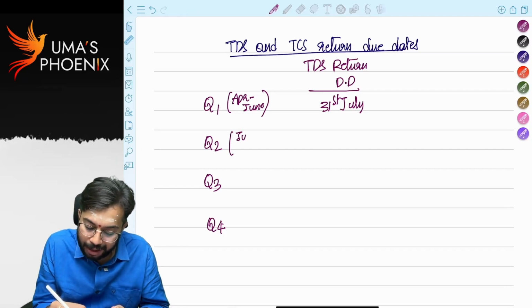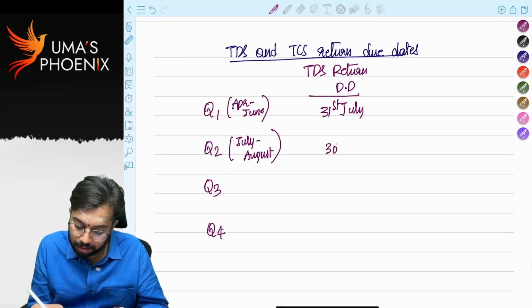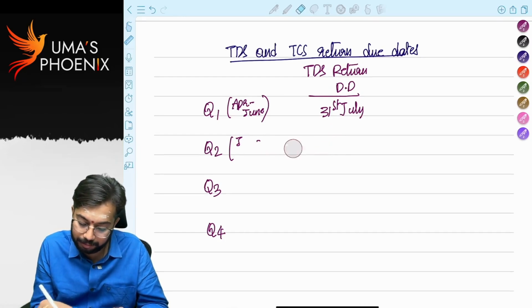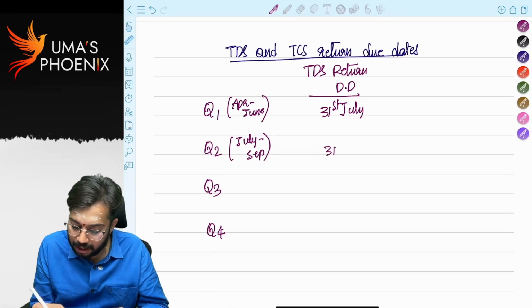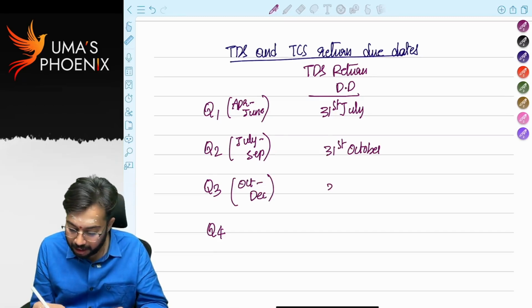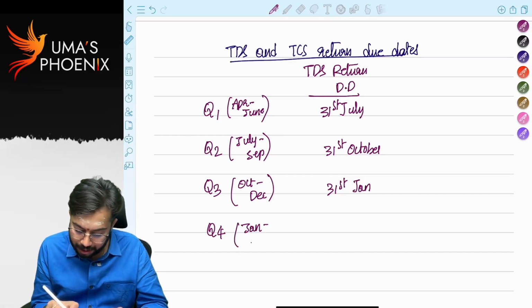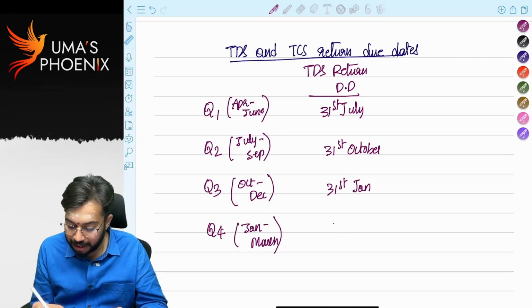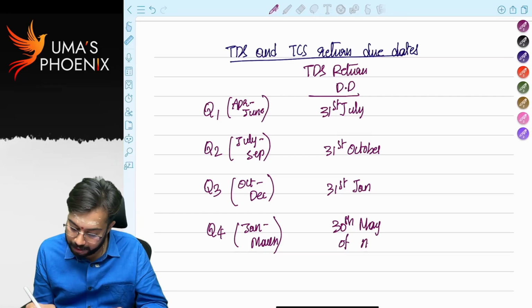Second quarter, July to September, right? Due date is 31st October. Q3 is October to December, right? Due date is 31st January. Q4 is January to March, right? Due date is 30th May of next financial year.